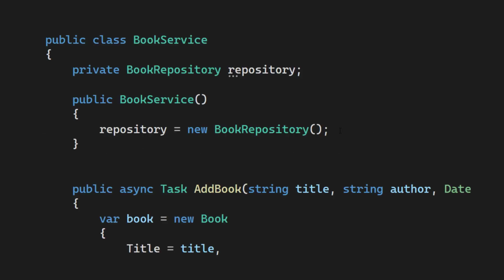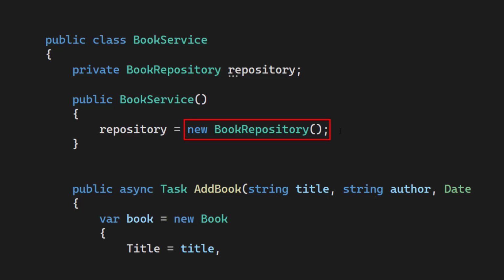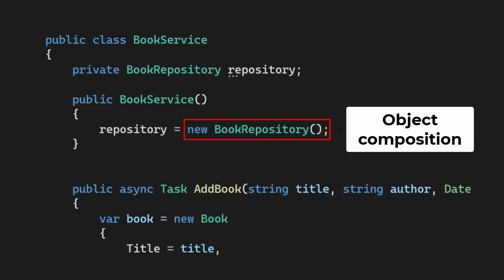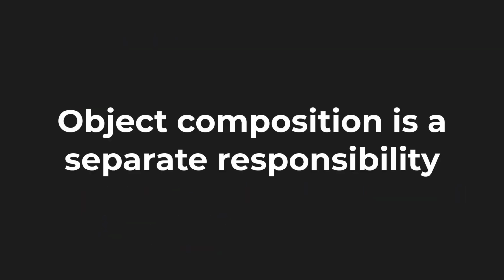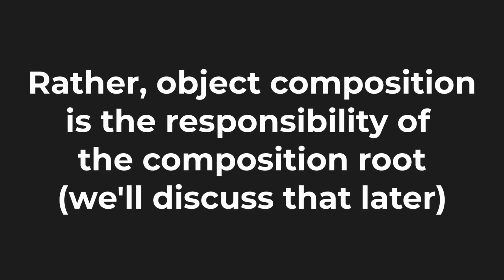The next issue is that the book service class violates the single responsibility principle. The book service class creates an instance of its dependency, and creating an instance of a dependency is called object composition. Now, object composition itself is a separate responsibility, and the book service class should not be responsible for object composition. Rather, object composition is a responsibility of the composition root that we will discuss later.